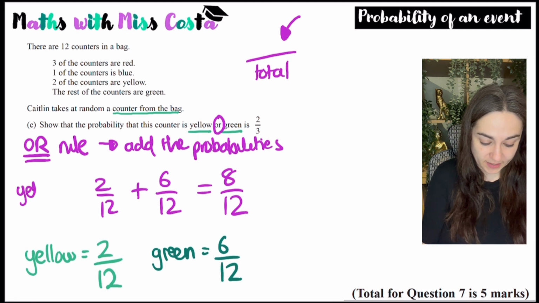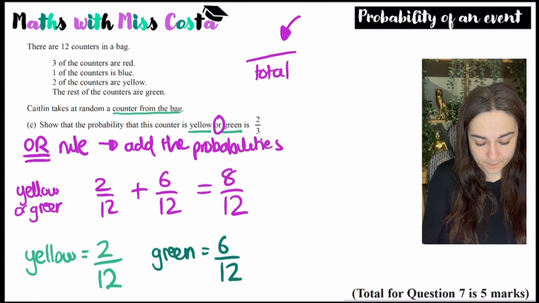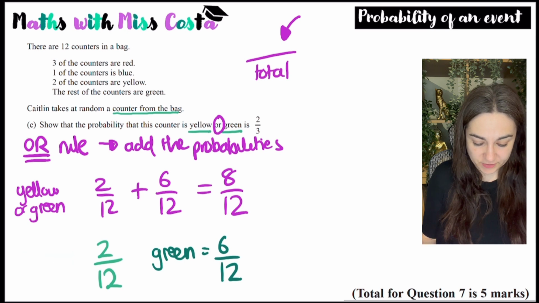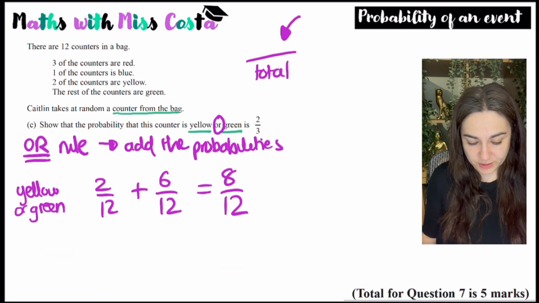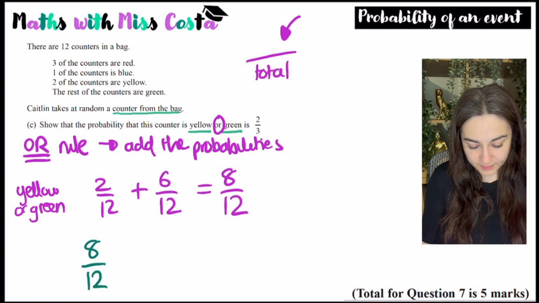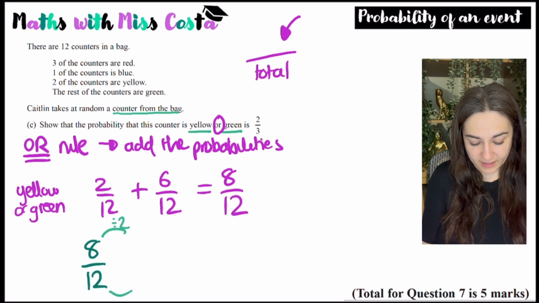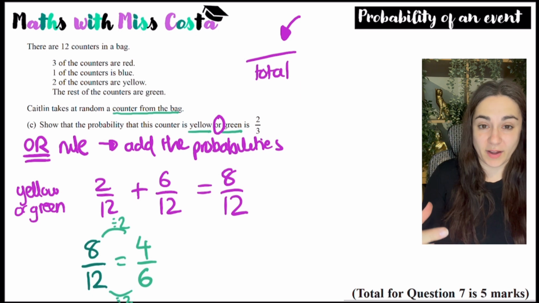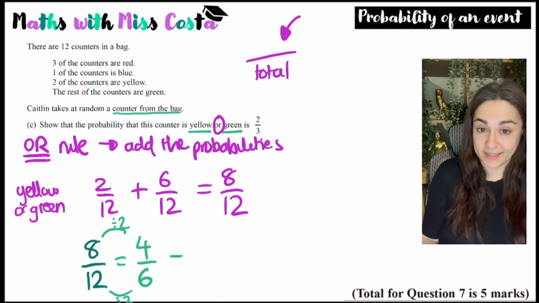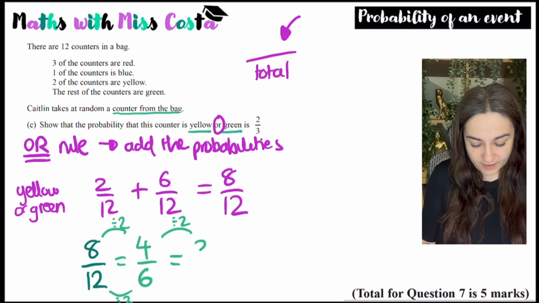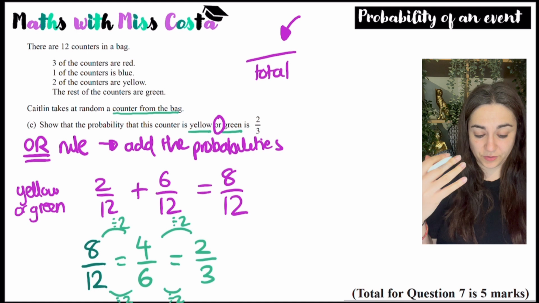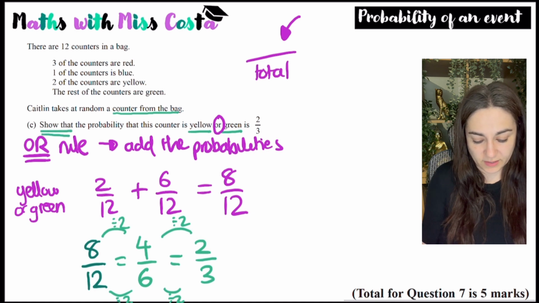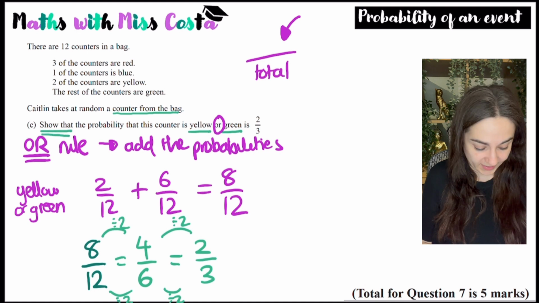You know the probability of yellow or green is 8/12, and we need to show that this can then simplify to 2/3. So we've got 8/12, and we can just start by dividing by 2, just to keep things simple. So 8 divided by 2 is 4, 12 divided by 2 is 6. I'm simplifying them because I'm trying to show that they can eventually simplify to 2/3, and then divide by 2 again. So that would be 2/3. And that's how you show that. With a show that question, it's important that you show each little step of your working.